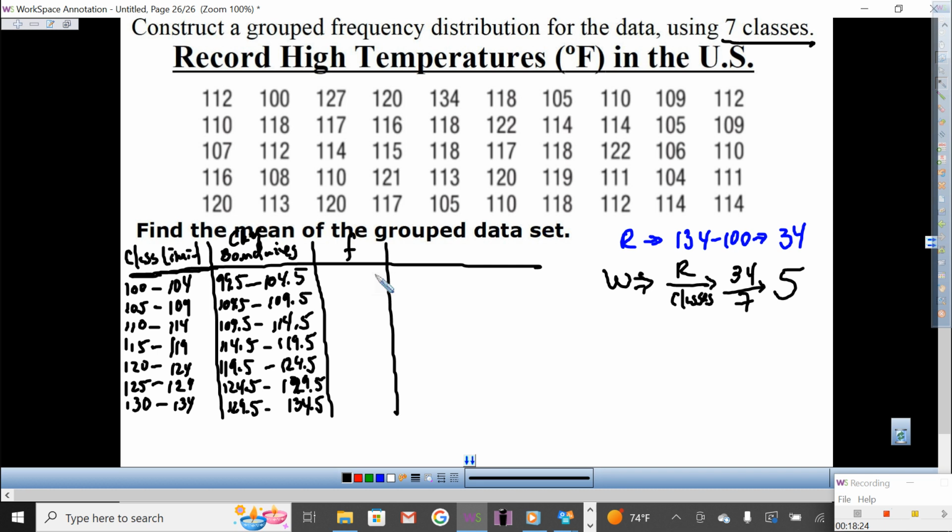Now, the frequency. Find me those frequencies, please. I'll give you some time. You can start scratching them out. Use color so you can keep each class separate if you want. Go. All right, so let's see. Get us started with the frequency.